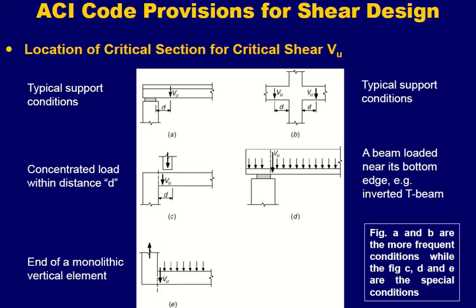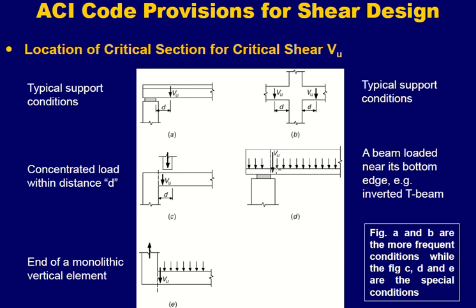And for different support conditions, this is the location of the critical shear Vu. For example, consider this. From the face of the support at a distance d, critical shear is acting. Similarly, in this case, from the face of the support, critical shear is acting on both of the beams. Similarly, in this case, from the face of the support, not at a distance d. Why? A beam loaded near its bottom edge. So the load is at the bottom edge, not at the top of the beam. Keep in mind, it is an inverted T beam.